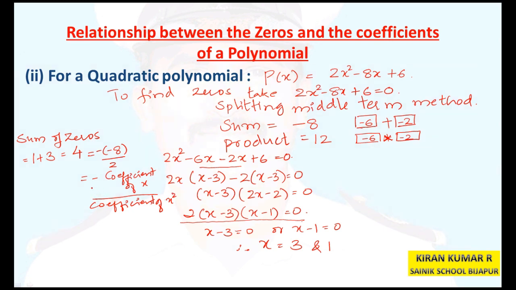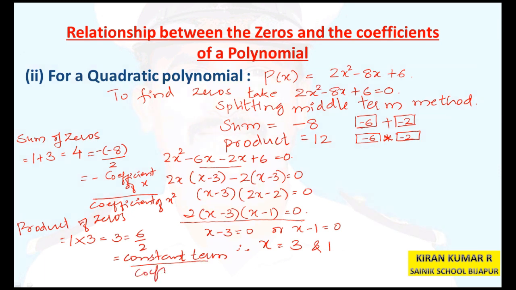Isn't it? Look at the product of zeros. Product of zeros is 1 multiplied by 3 which is 3. It is same as 6 upon 2. What is 6 in our given equation? It is the constant term. It is constant term divided by coefficient of x square.